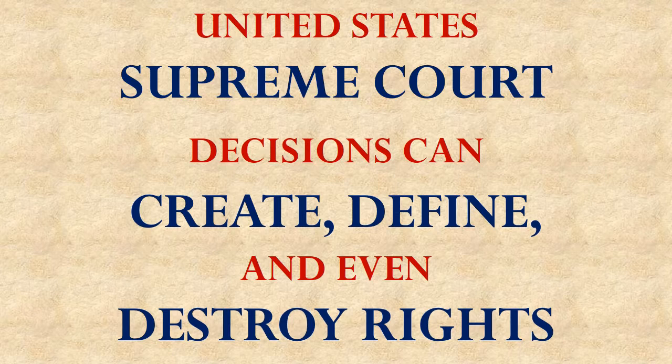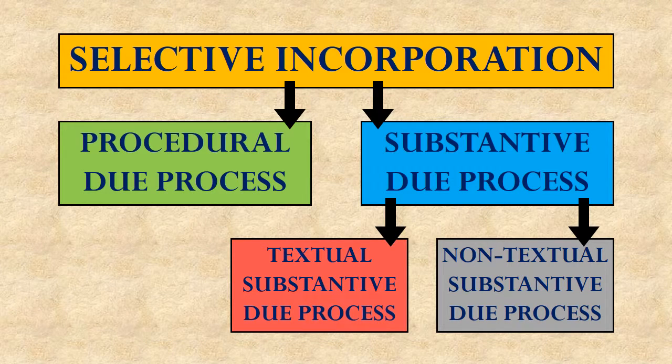In previous lessons, we've talked a lot about how the United States Supreme Court can use its power of interpretation to create, define, or even destroy constitutional rights. In the last couple of lessons, we focused on how the court does this through the doctrine of selective incorporation. Now, we've discussed how selective incorporation involves two different kinds of due process being interpreted. One is procedural due process, where the court is worried about what procedures are being used to take someone's rights away. The other is substantive due process, where the court is worried about what rights are being taken.